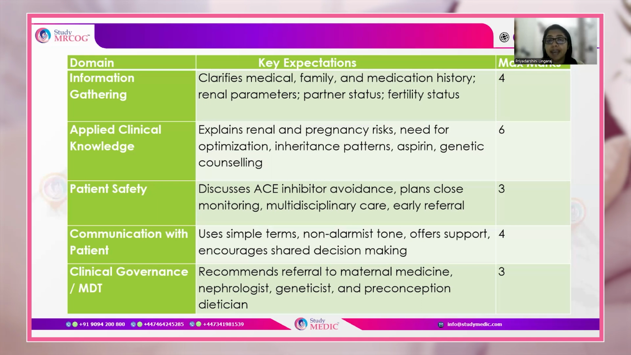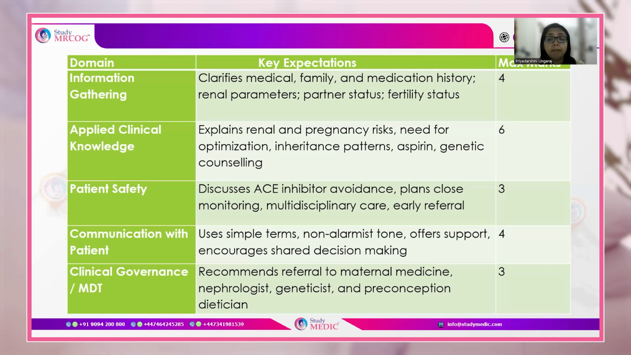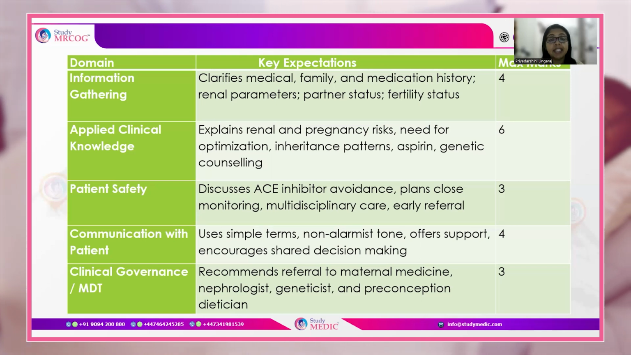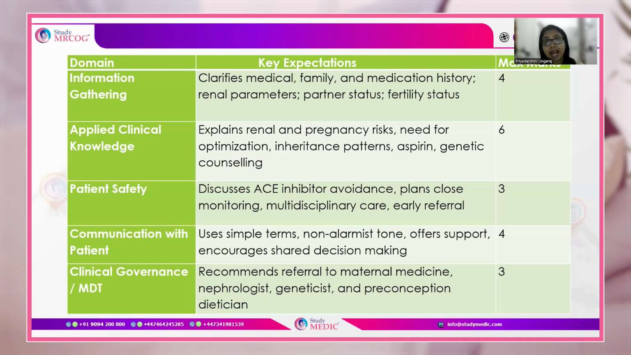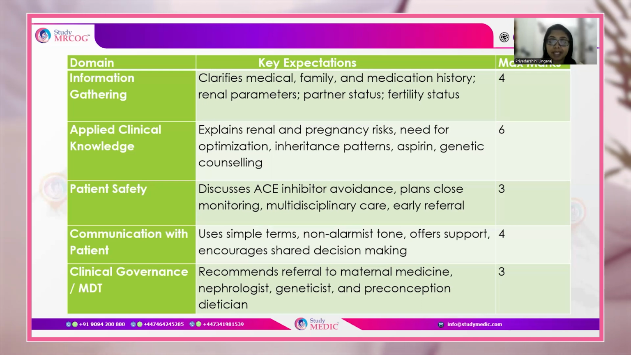You're not going to scare her with all the risk factors that are present with Alport syndrome. Another important thing here is you need to give her a referral to a maternal medicine unit. You tell her that though I have discussed so much with you, you can discuss further in the maternal medicine unit. You can also have a visit with your nephrologist to review how your renal functions are before you plan for your pregnancy.